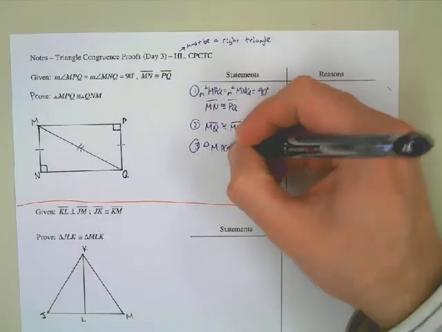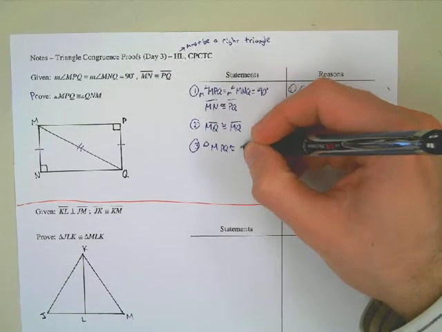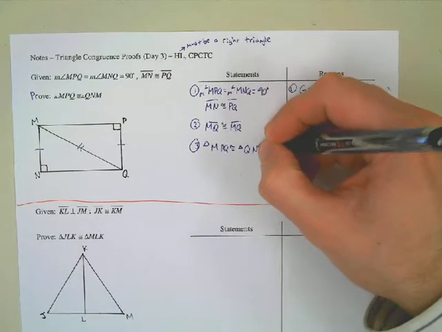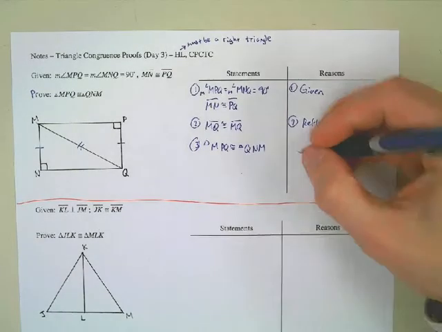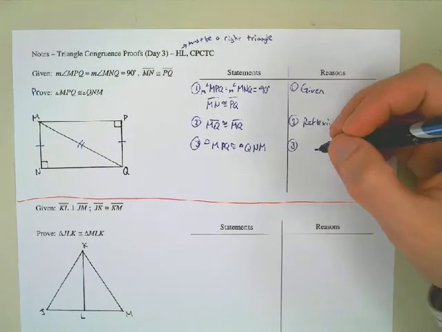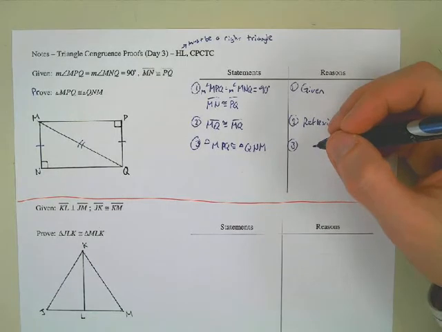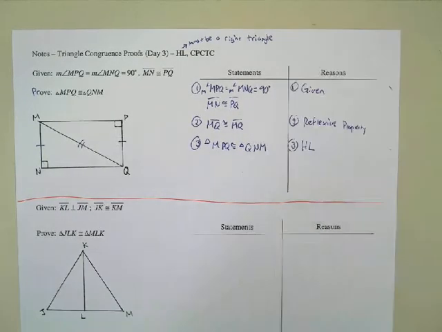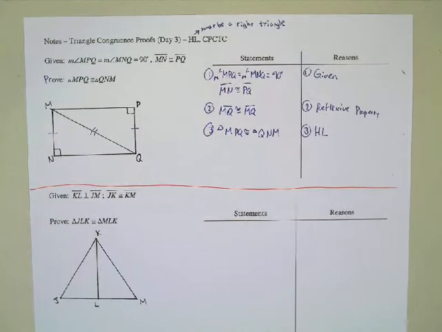You got it. Or Q and M. There you go, yeah. Okay, MPQ is congruent to QM, and because why? What's our congruence here, Adam? Right, hypotenuse leg. You got it. Hypotenuse leg is it. Okay, and that's it.